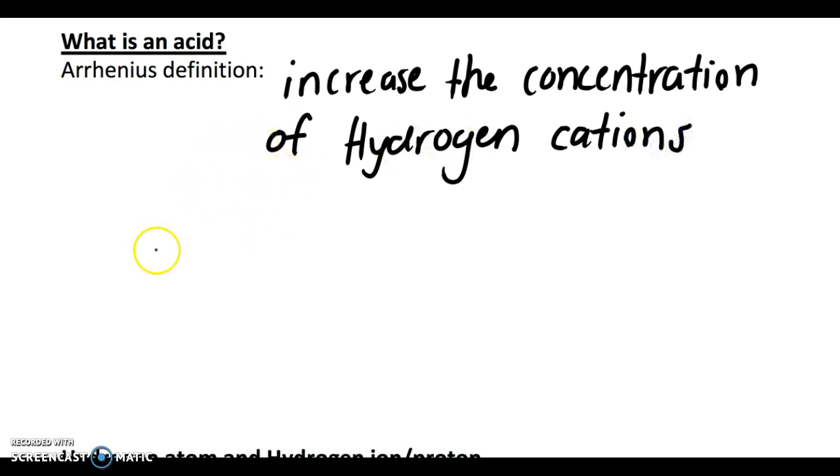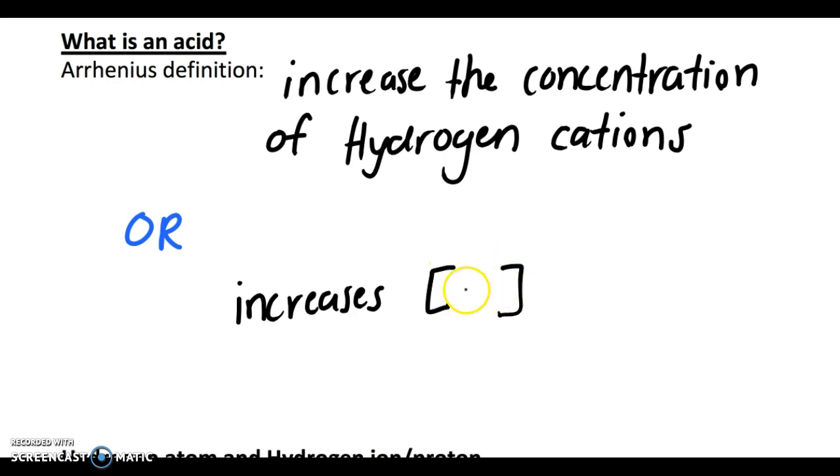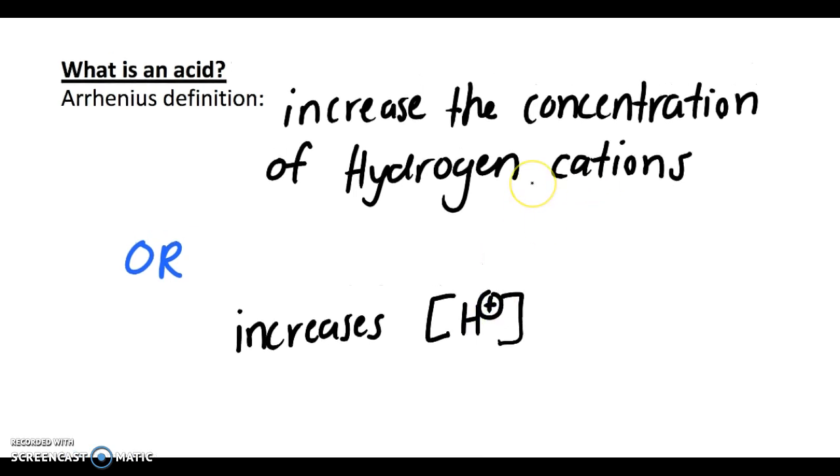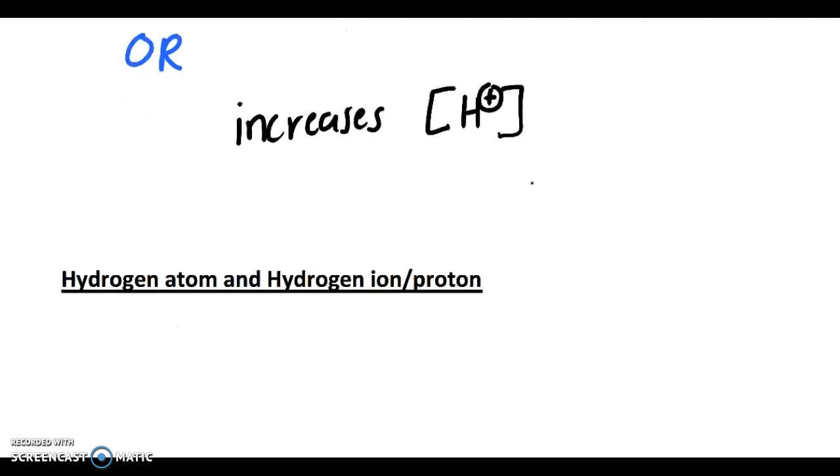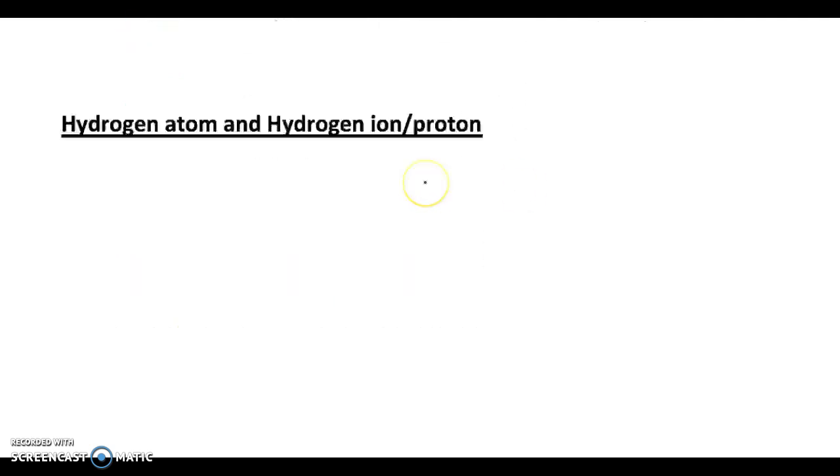Another way to say this is using shorthand notation: it increases [H+]. We indicate concentration with brackets, and a hydrogen cation looks like this with a positive charge. Okay, so let me quickly explain what this H plus is.